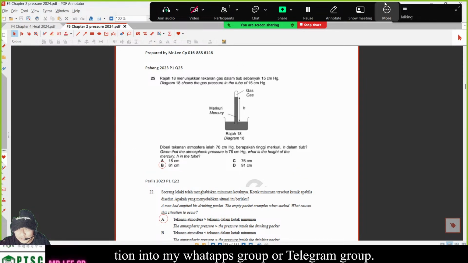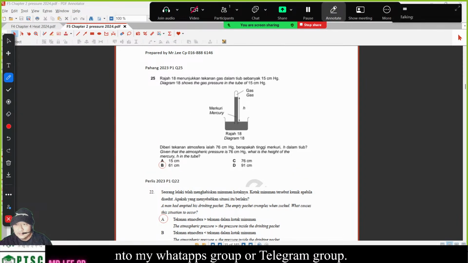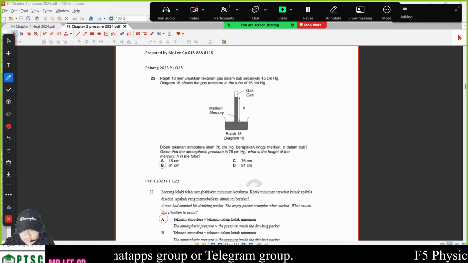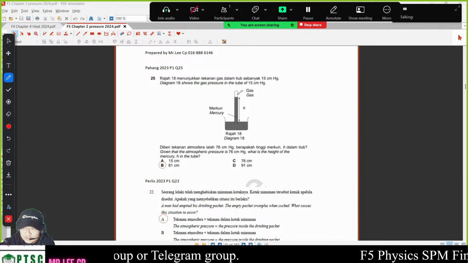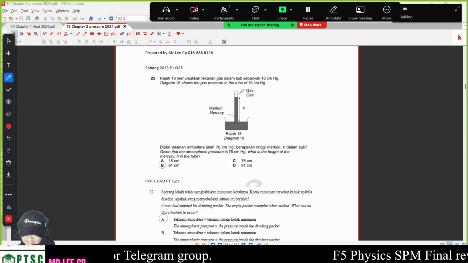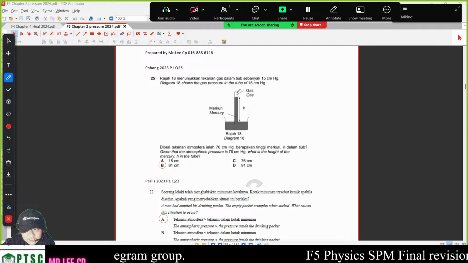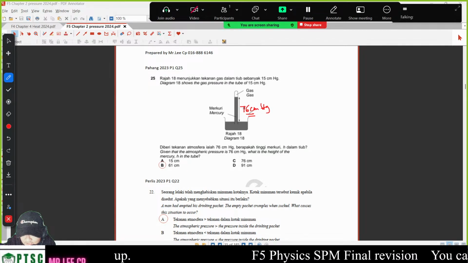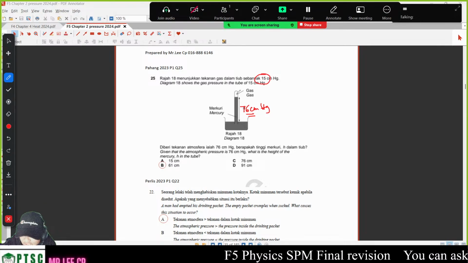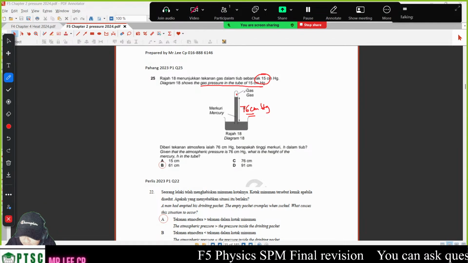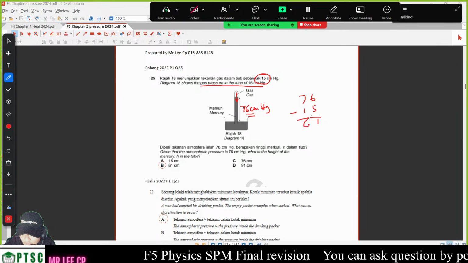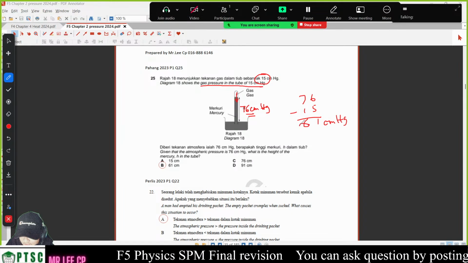I just simply choose one example here. Given the atmospheric pressure is 76, what is the height of the mercury column in the tube? If there is no gas, this one is vacuum, it will be 76 cm of Hg. But here there is gas with a pressure of 15, so it presses the mercury down by 15. So 76 minus 15 leaves 61 cm of Hg. So the answer is 61.